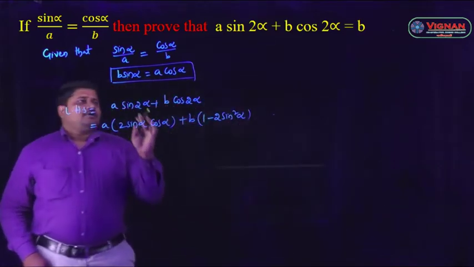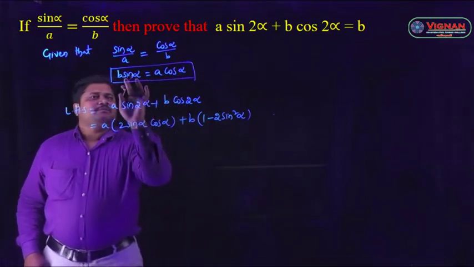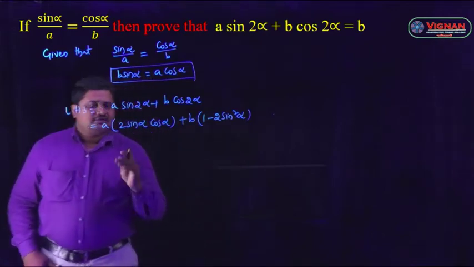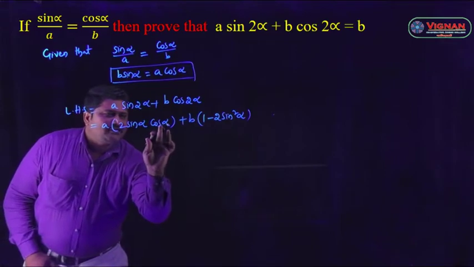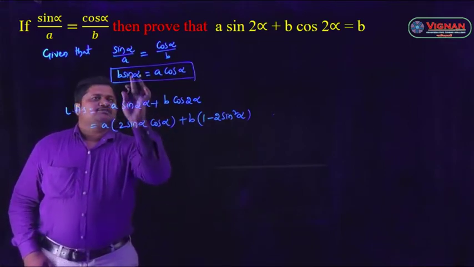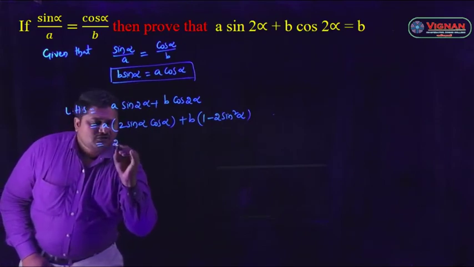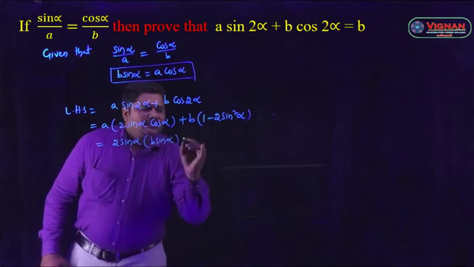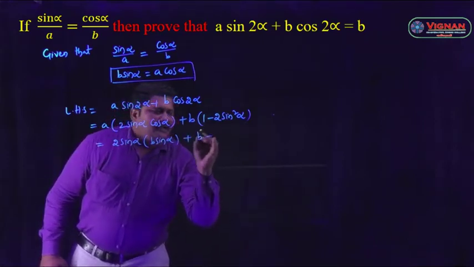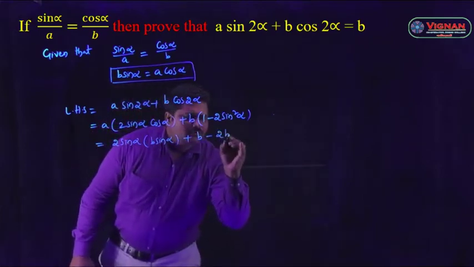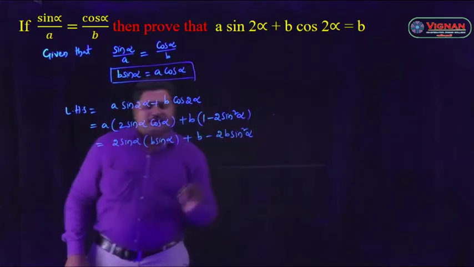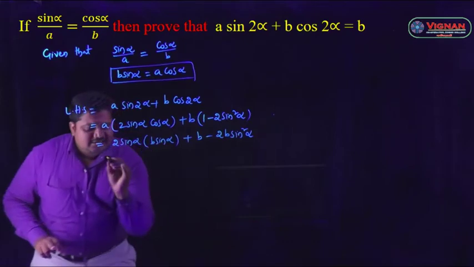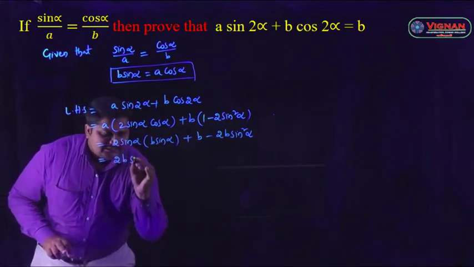We know A cos alpha is equal to B sin alpha, which comes from the given condition. So instead of A cos alpha, we can write B sin alpha. So 2 sin alpha into B sin alpha, and B into 1 minus B into 2 sin square alpha, that is 2B sin square alpha. Multiplying, 2 sin alpha into B sin alpha is equal to 2B sin square alpha.